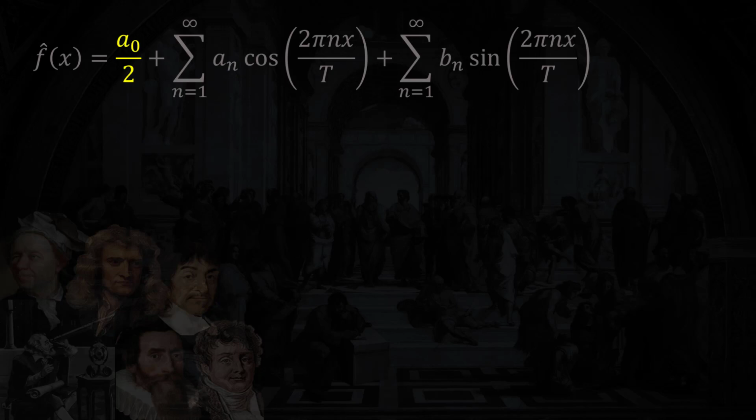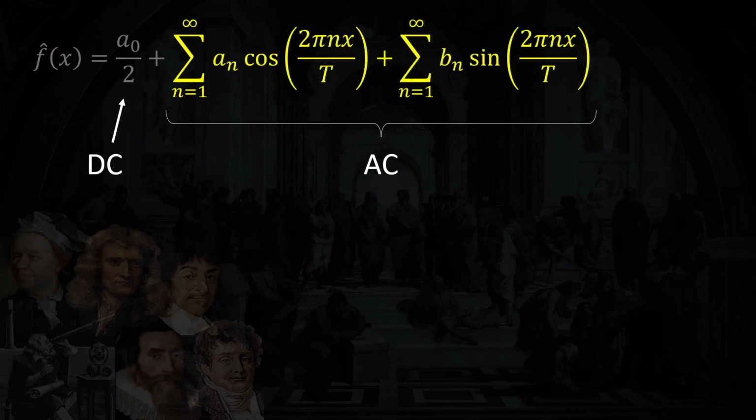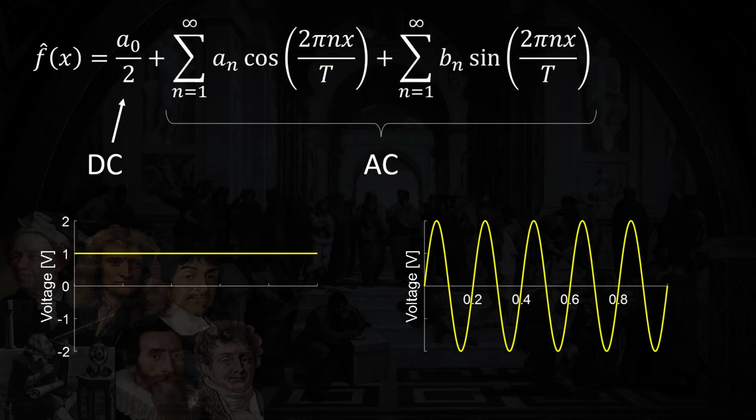The constant term is referred to as the DC component, and the other terms are referred to as the AC component because the constant term represents a flat line that does not change over time, which is DC. However, the other terms can represent fluctuating currents, that is AC.